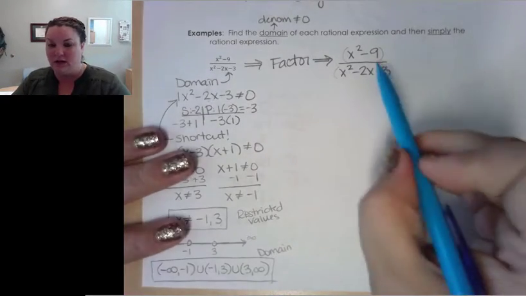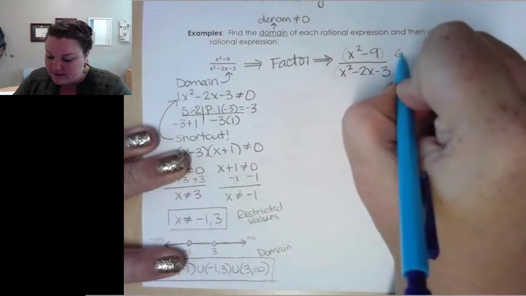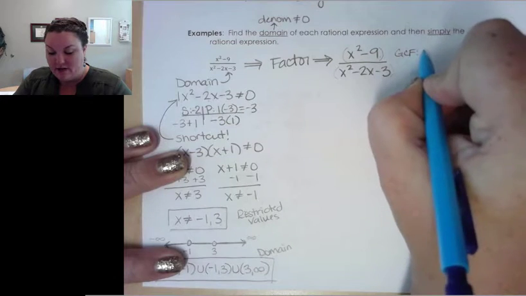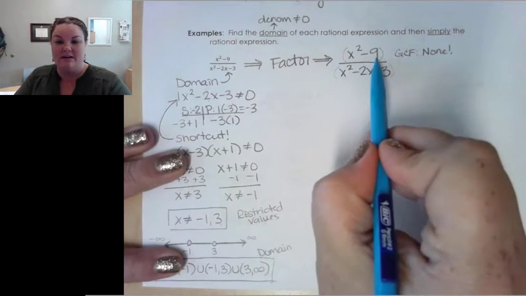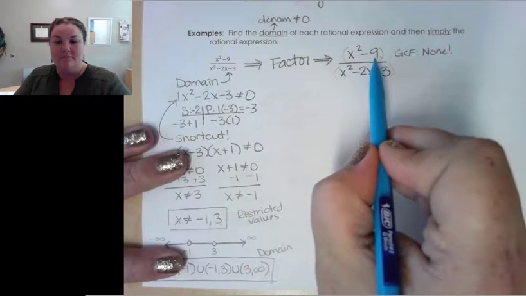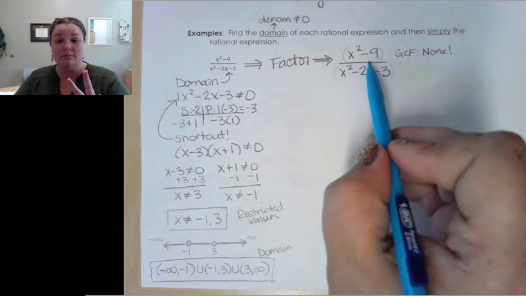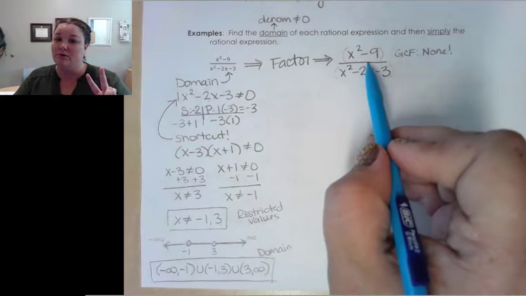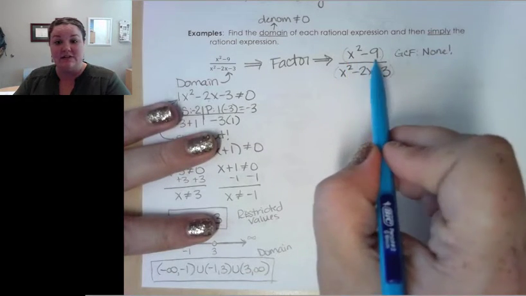So I'm going to start with the top. I look at the top. First thing I look for is a greatest common factor. And here I don't have one, right? Because x squared and -9 have nothing in common. But I do have two terms. So remember, when I'm looking for two terms, my factoring method is to look for a difference of squares or a sum or difference of cubes. And in this case, this is actually a difference of squares.